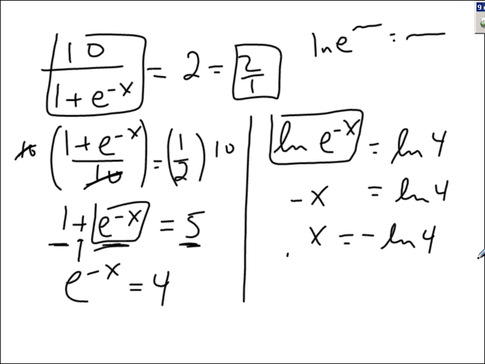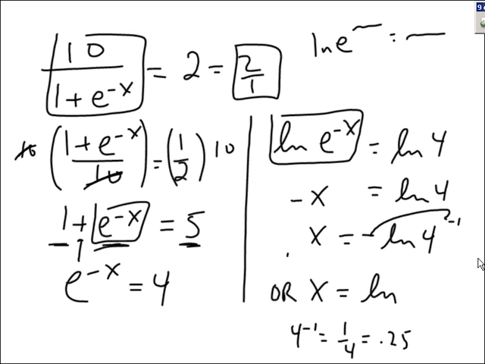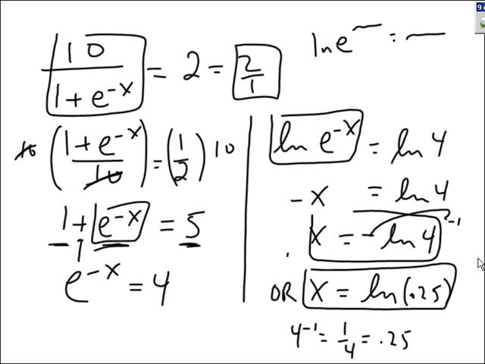You can either leave that as an answer, or you can bring the negative 1 up as a power, and you get x is equal to ln of 4 to the negative 1, which is 1 over 4, or 0.25. So x equals ln of 0.25, or you can say x equals negative ln of 4. And you can check it by putting it back in the original equation.